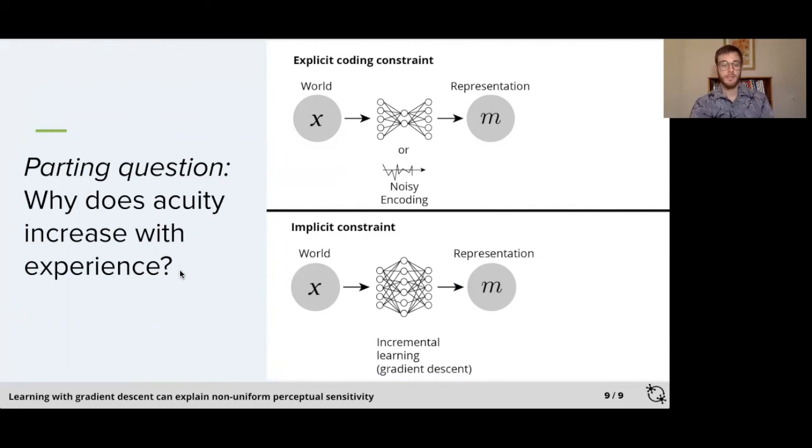On the bottom, we simply note that when training with gradient descent, and perhaps other learning rules, there is an increasing spatial acuity simply by virtue of having more experience.